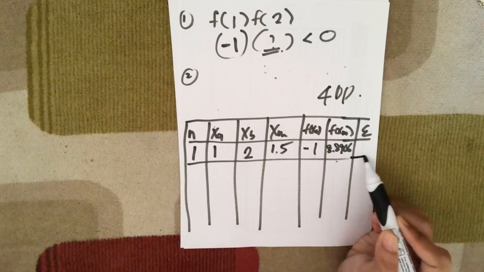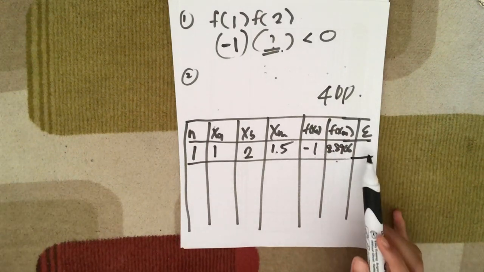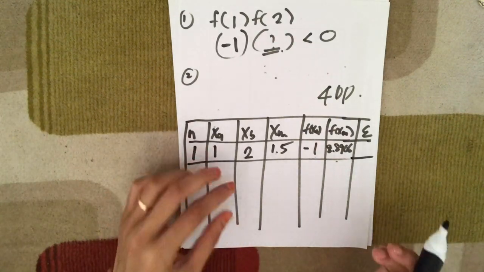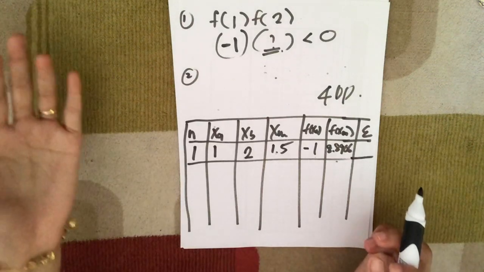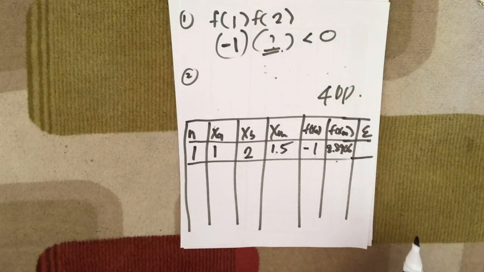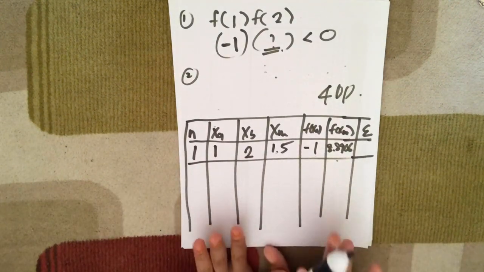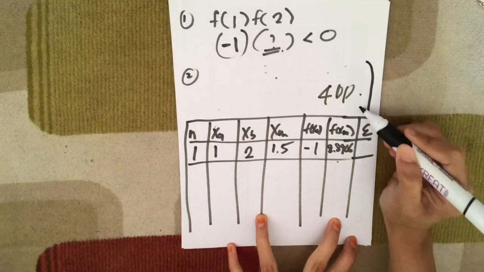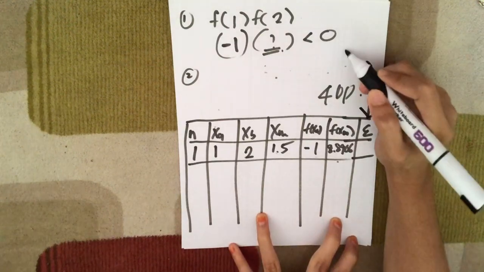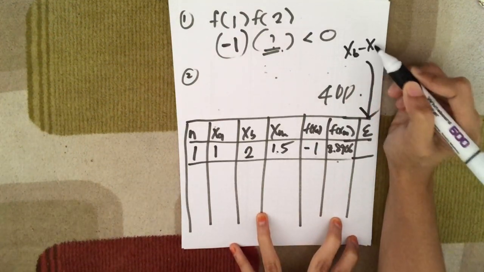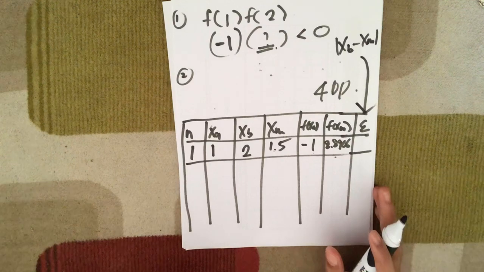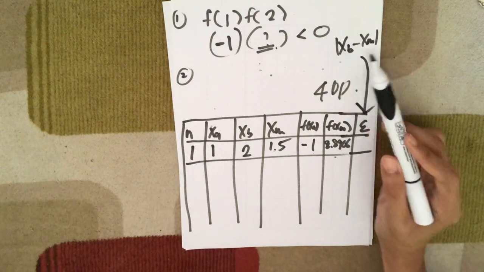Now for the error, how to calculate the error? Suppose you use the current value minus the previous value, like the Gauss-Seidel method in the previous chapter. But for the bisection method, how to calculate the error? Error here is the modulus of xb minus xm. Modulus here means positive. Your error cannot be negative, so it must be positive. So |xb minus xm|.